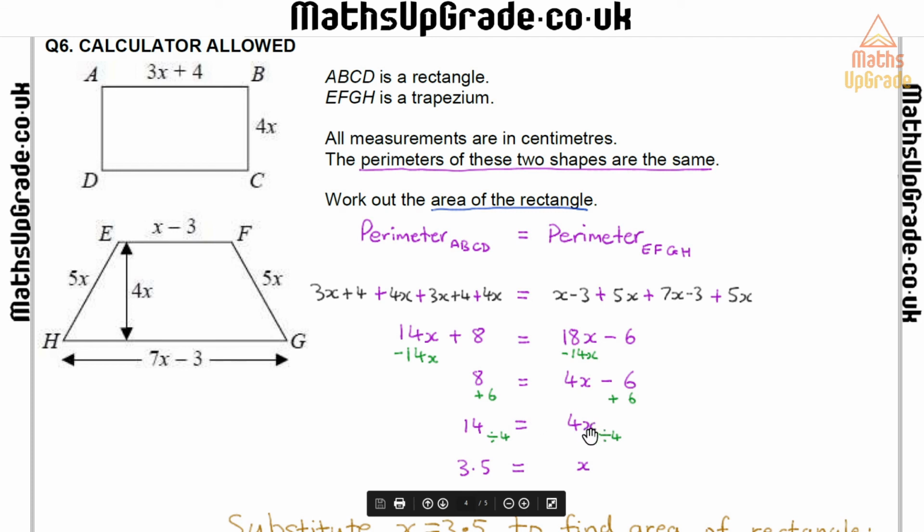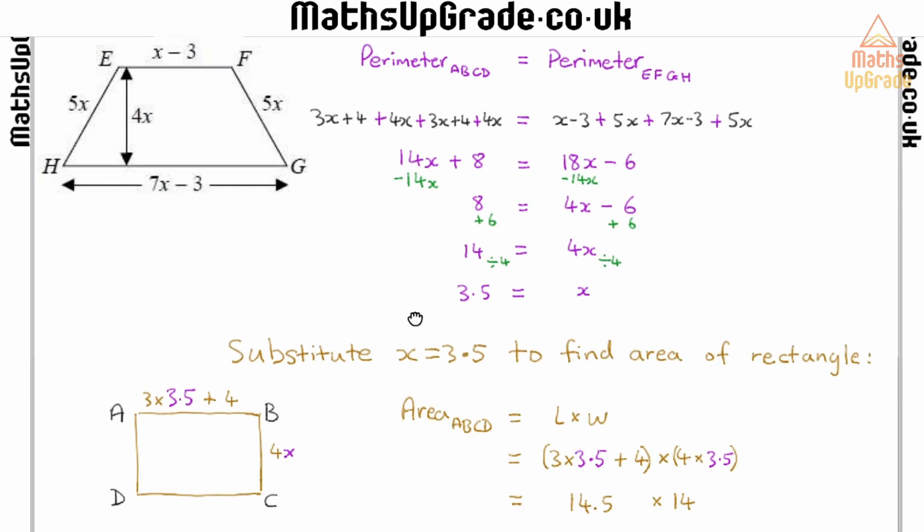Now, this is x multiplied by 4. The inverse of multiply by 4 is divide by 4. So let me divide both sides by 4. That gives me 3.5 equals 1x. So x equals 3.5. Now look back at the question. The question is to find the area of the rectangle. So if I know x equals 3.5, I can substitute that into this diagram here to find the length and width. So let's do that now.